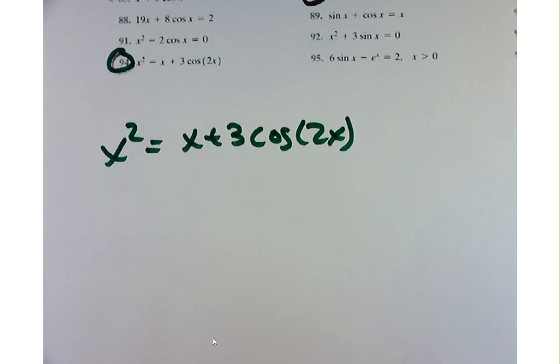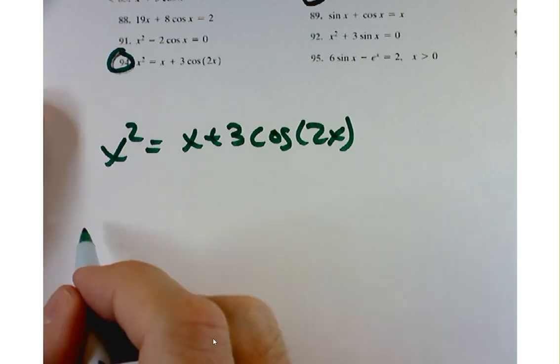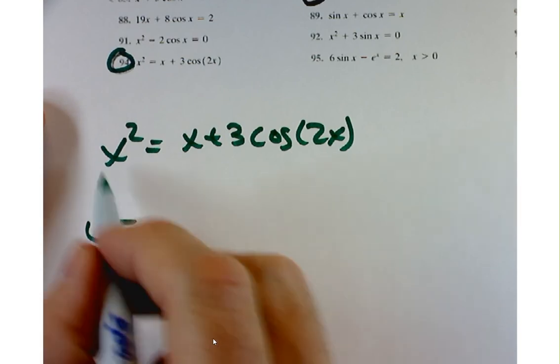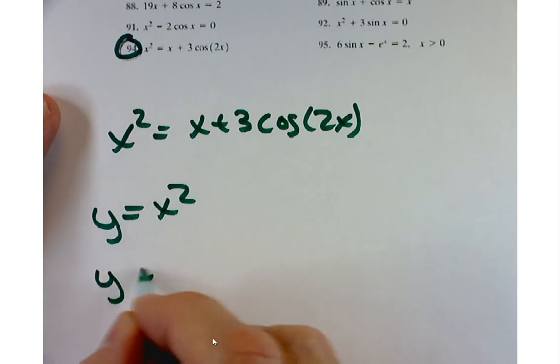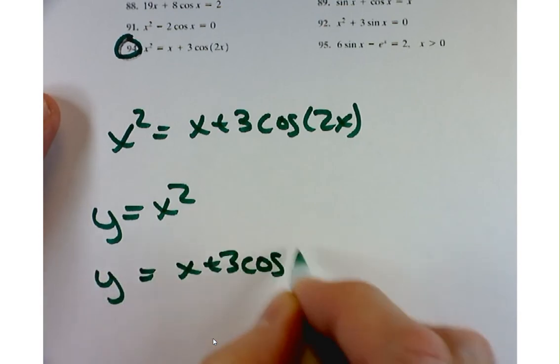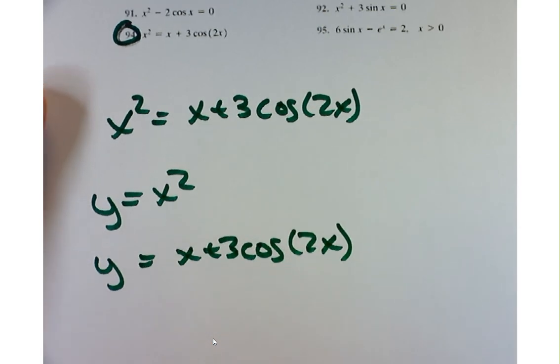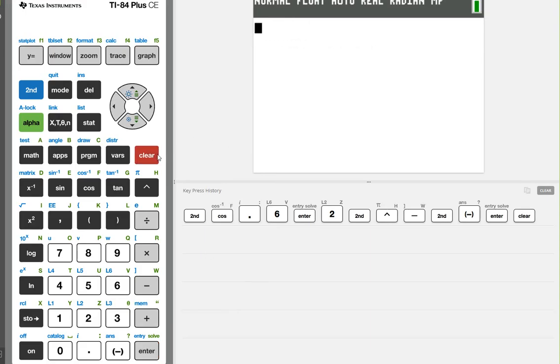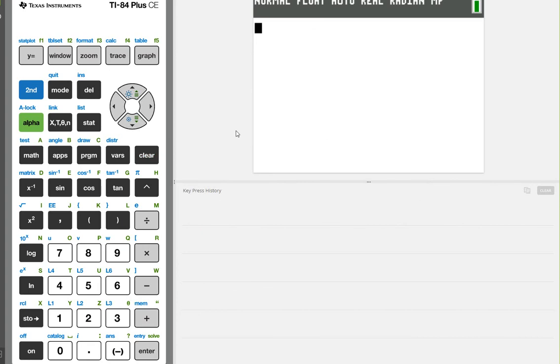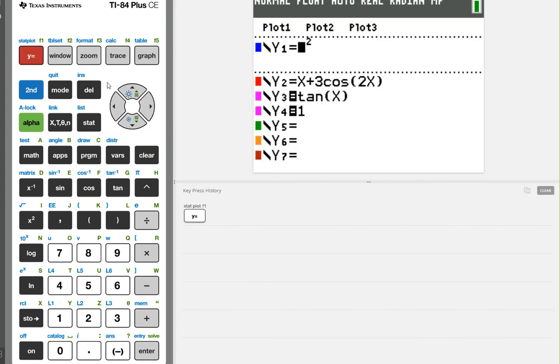Now, here's the way we're going to do this. We're going to plug in two functions. We're going to plug in y equals x squared on the left-hand side of this, and y equals x plus 3 cosine of 2x on the right-hand side. So you're going to plug in two different graphs, one for the left-hand side, one for the right-hand side. And then the idea is to look for where the graphs cross each other. So let's go to the graphing calculator. Let me clear out a bunch of stuff. And I think I've already entered those functions in. Yeah.